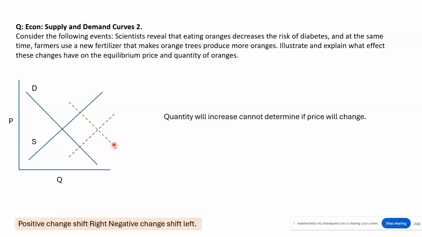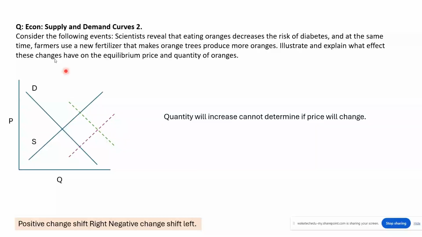Okay, so I always think of this as: is this changing the demand or is it changing the supply? If it's affecting consumers, it's going to change the demand. If it's affecting producers, it's going to change the supply curve. If it's positive, it's going to shift the curve to the right. If it's negative, it's going to shift the curve to the left. So in this case, eating oranges decreases the risk of diabetes. That's positive to the consumer, so it'll shift the demand curve to the right. And here's the demand curve shift to the right.